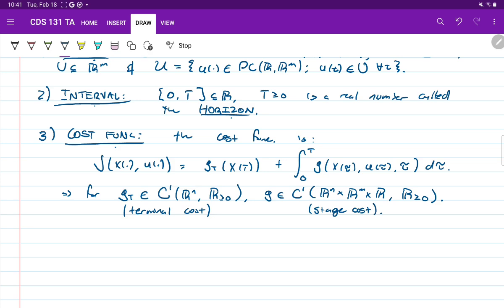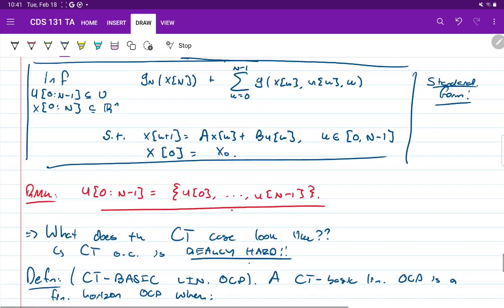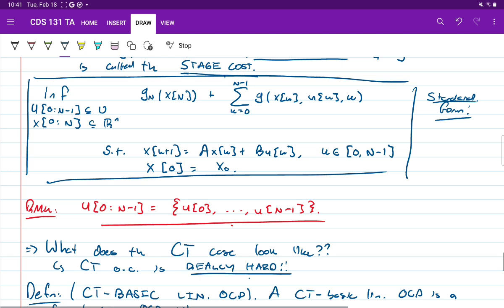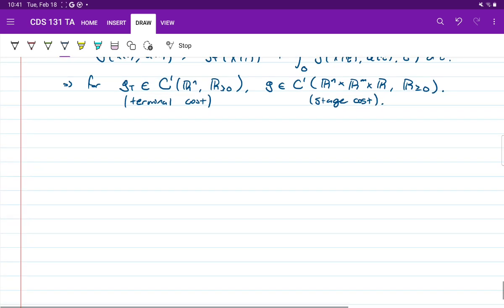All right, fantastic. So what we had done above is we had posed the standard form for one of these discrete time basic optimal control problems. Now I just want to do the same thing for continuous time, okay?